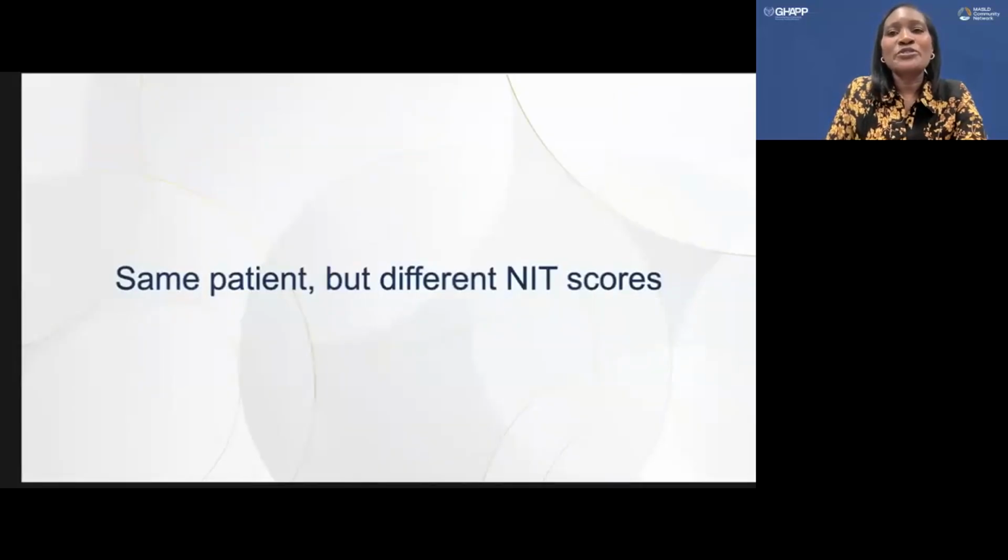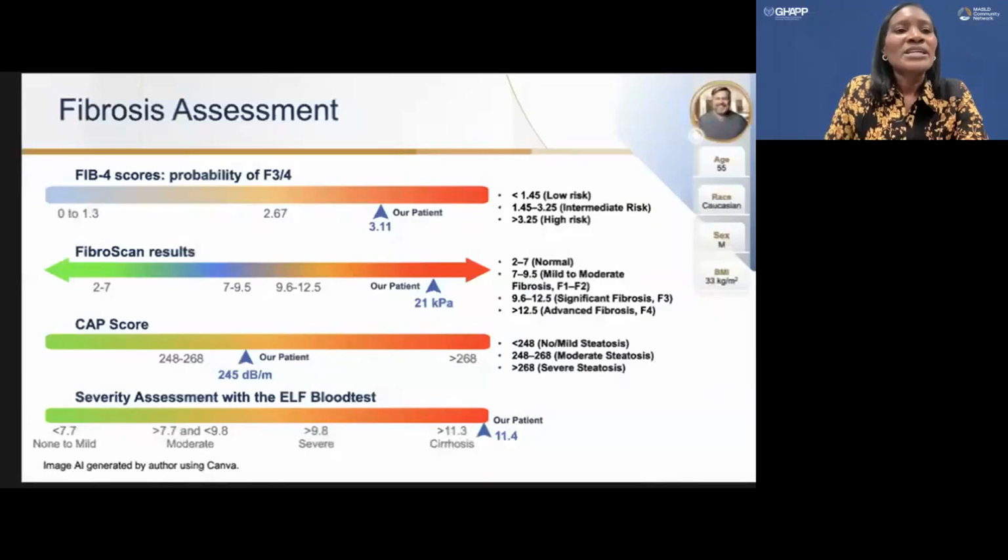So the next thing to do with this patient is to do a fibrosis assessment in order to determine how we'll be managing him. His FIB-4 score came back as 3.1, which is about the same as our first patient. However, his FibroScan result came back as 21 kPa, which shows advanced fibrosis. He's in F4. He has F4 fibrosis. CAP score in this patient is 245, which basically is suggestive of no steatosis or mild steatosis.